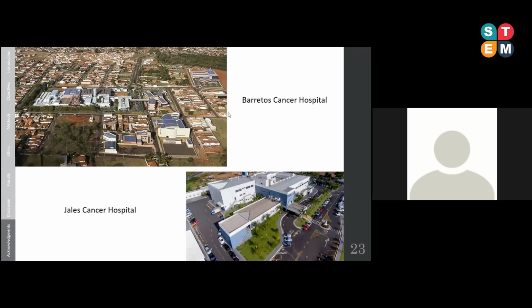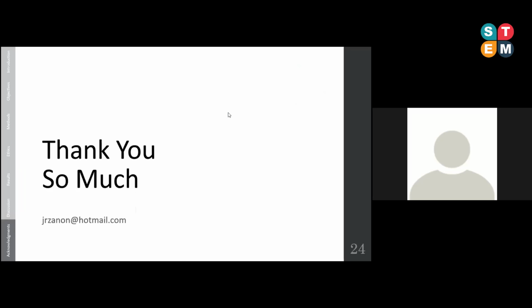The figure above is Barretos Cancer Hospital, and the figure below is where I work, in the town named Jales. So this is the Jales Cancer Hospital. Please forgive me for any mistakes in grammar. English is not my mother language, and I hope to have made myself understandable. Thank you so much.